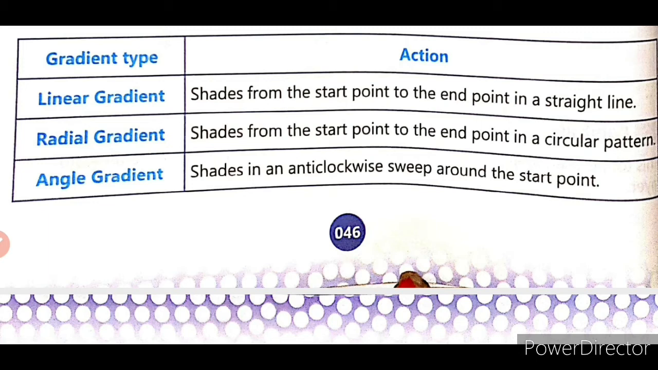What is the second type? Radial gradient. Shades from the starting point to the ending point appear in a circular pattern. Okay. So next is angle gradient. Shades in an anti-clockwise sweep around the start point. So your shades will appear in an anti-clockwise direction around the start point.